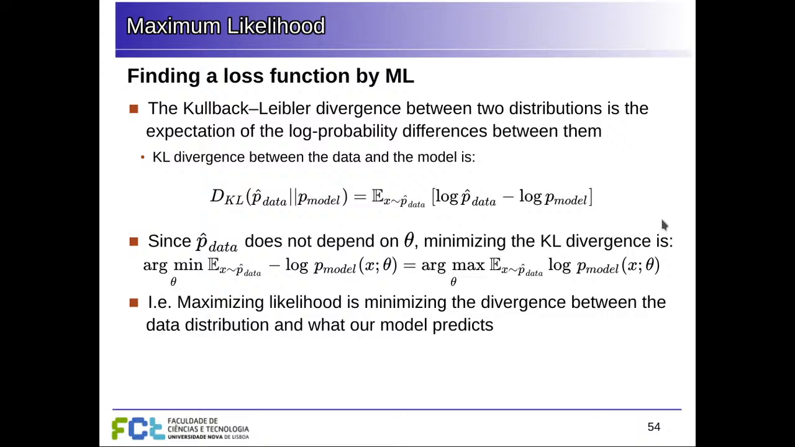So basically the idea here is that maximizing the likelihood, that is maximizing the probability estimated by our model for the training data, is the same as minimizing the divergence between the probability distribution of the actual data, how we are drawing the data from the universe, and the probability distribution that our model is estimating.